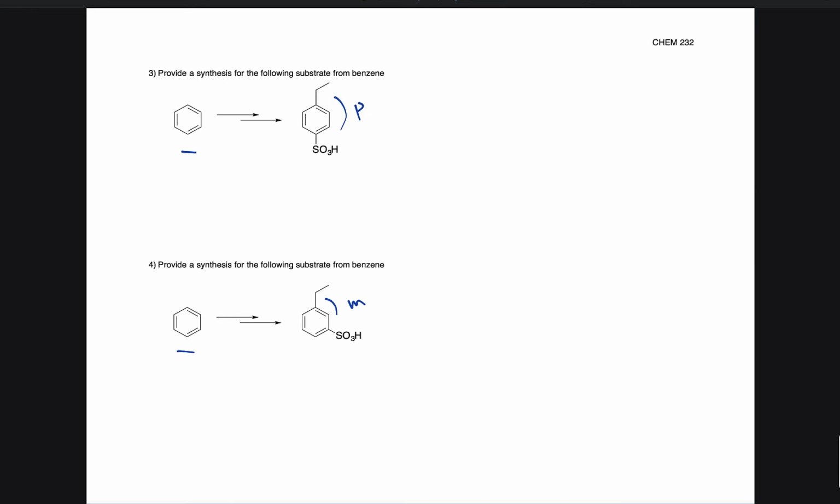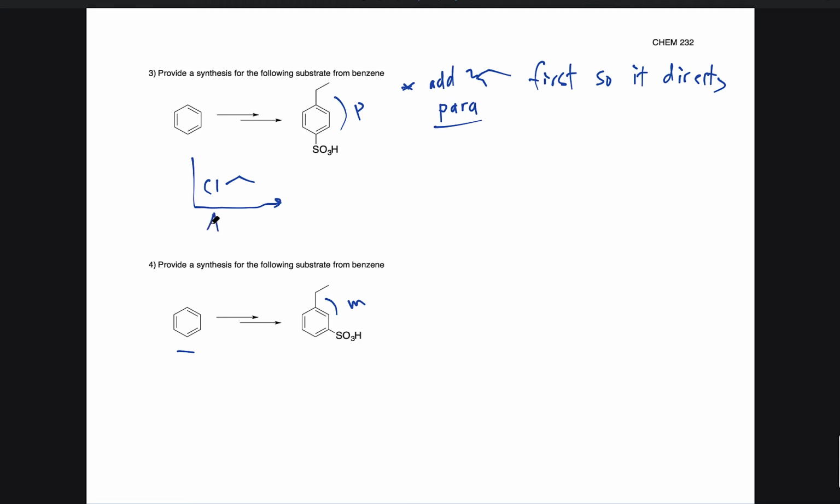And so it's tough to orchestrate that in your head, so we're going to get some practice with this in class too. But we have to consider, especially for this first one, number 3, that we have to add our ethyl group first, so it directs para. What I mean by that is, starting from benzene here, we can have a Friedel-Crafts reaction, and we have a short chain, so it's okay that we're using Friedel-Crafts. We're not going to be getting any rearrangement happening.